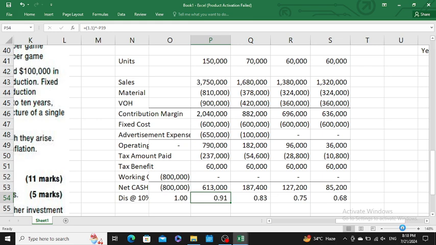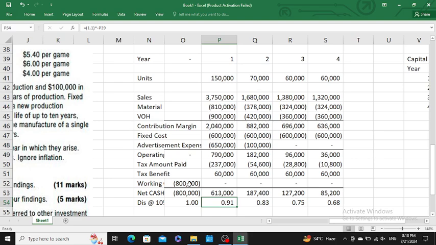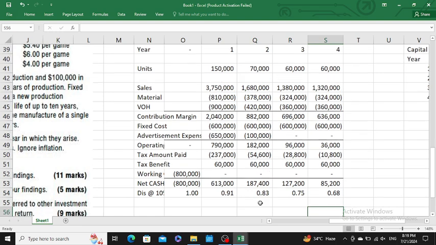Then copying this formula in each of the years, the discount rate for year 1 is 0.91, for year 2 it's 0.83, for the third year it is 0.75, and for the fourth year 0.68.